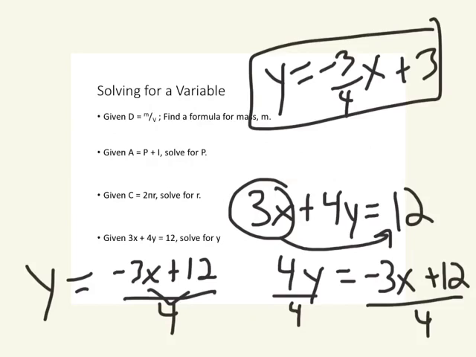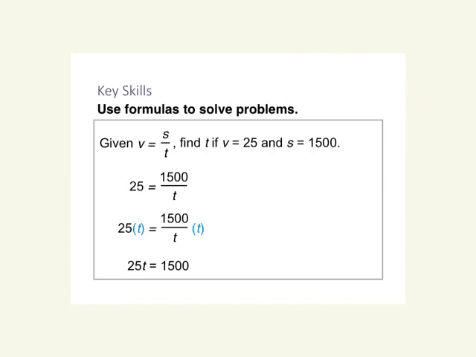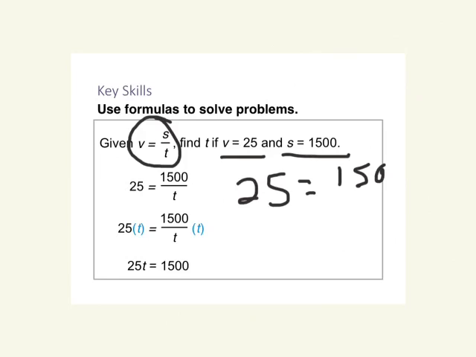variable is isolated. Alright, skill number 2 on this teaching video is your ability to use formulas to solve problems. So what they're going to do is they're going to give you a formula, and then they're going to give you values. You must take those values, plug them into the formula, and solve for the variable which is unknown. So in this case, we have v equals s over t. They tell us that v is 25, and they tell us that s is 1500. We must solve for t.